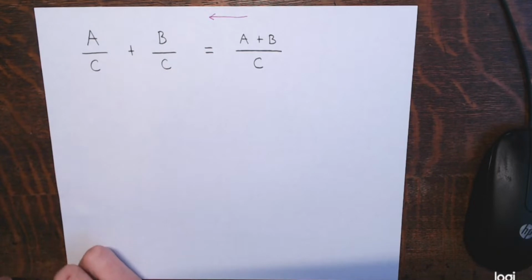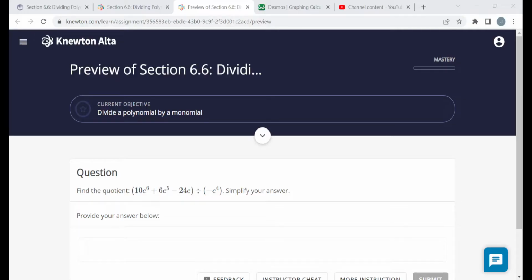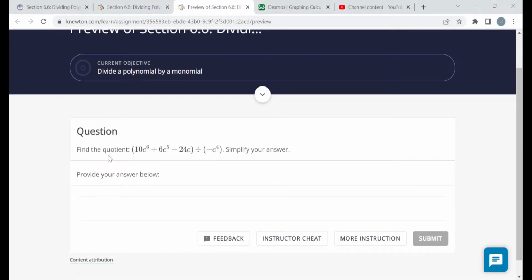And you saw in section 6.5 how to divide monomials and use the quotient properties of exponents, so I'm not going to go into all those. I'm just going to do it. So my first example, my first question is, they're asking us to find the quotient, right? Divide. When you see the word quotient, you should think division. Of this polynomial here, it's a trinomial, 3 terms, divided by this monomial. And again, the division symbol, you can write as a fraction bar. And of course, simplify your answer.